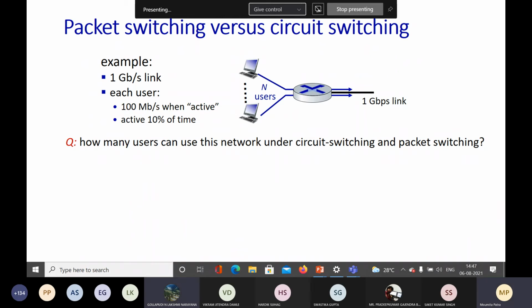But in the requirement we are given that they will use up to 100 Mbps when active. Oh, you are looking at this one. Okay, I just gave a question out of my mind. I did not take anything from the example here. Okay, let me look at the example. So they are saying that it's a 1 Gbps link, 100 Mbps when active, 10% of the time.